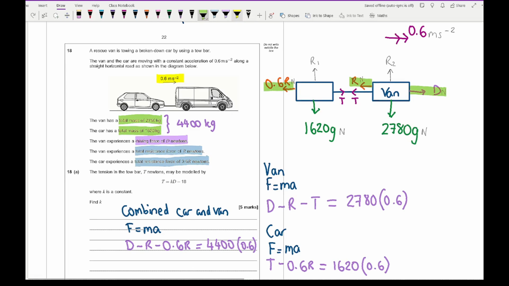Now, although we've got tension in the middle, which is the force acting both forward and backwards, they're going to cancel each other out in that process because we would be adding tension and subtracting tension. So combined, we've got car and van using F equals ma there. Now, the tidy up of that would be D minus 1.6R equals 4,400 times by 0.6.